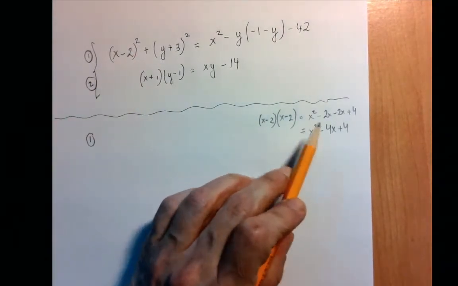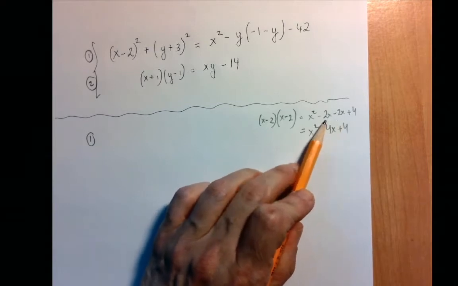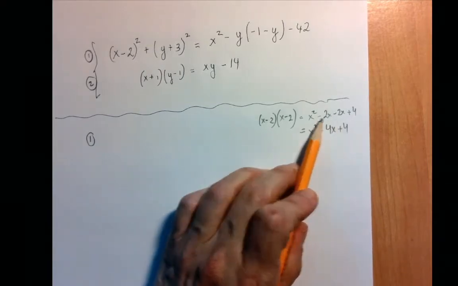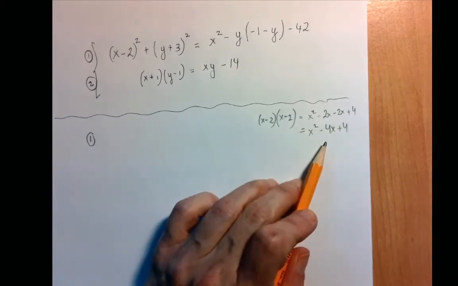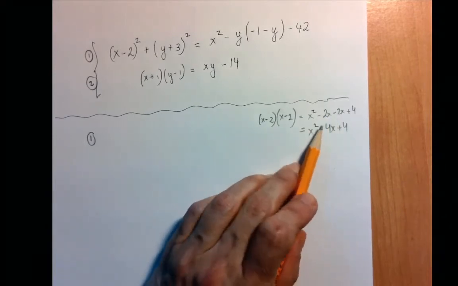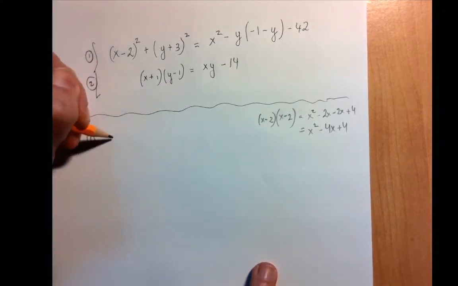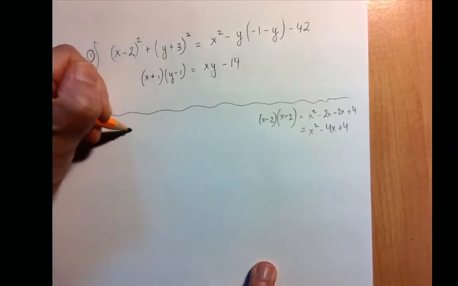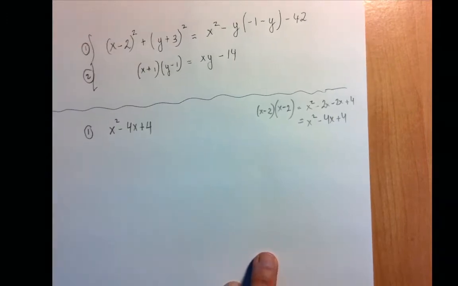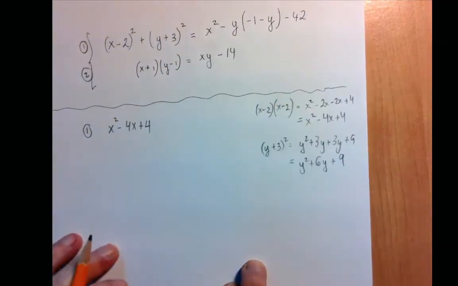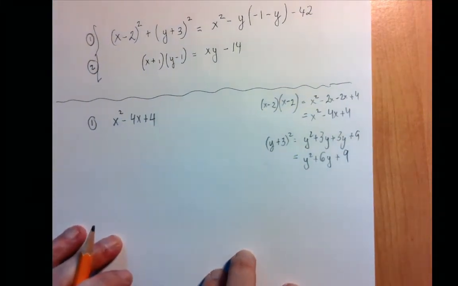We FOIL, we get x squared. O and I both give us negative 2x, and then L gives us plus 4. We combine O and I, which in the case of complete squares always doubles up. And so we can replace (x minus 2) squared with x squared minus 4x plus 4. Similarly, (y plus 3) squared is going to turn out to be y squared plus 6y plus 9.